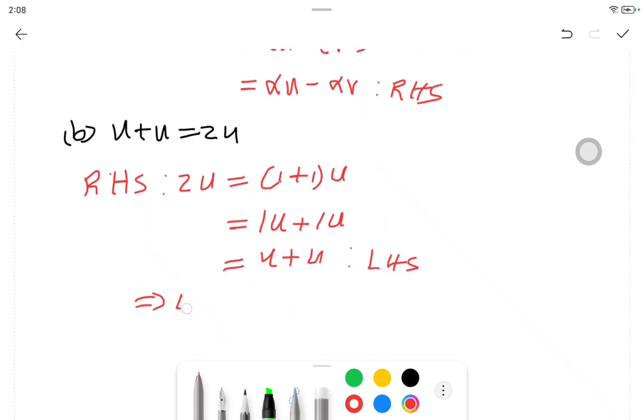This implies that left-hand side is equal to right-hand side. So you can prove this anyhow you want. There are many ways you can prove it. So we can just stop here.